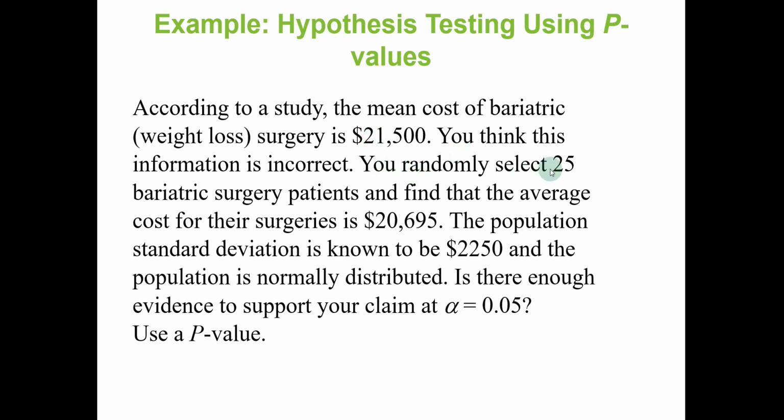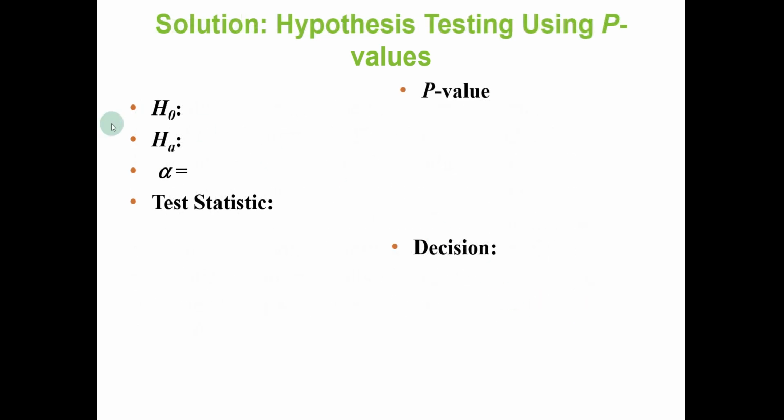It says you randomly select 25, so your sample size is 25, and you find the sample mean is 20,000-something. Now the population standard deviation is known. And it goes on to say, is there enough evidence to support your claim at an alpha? So this is your level of significance. If you look at the null and alternative hypotheses, there you go. The level of significance is given.